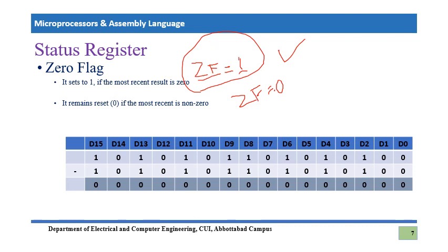But let's say we change the data. Here we have a 0, just a little change, and you see 1 minus 0 simply becomes 1. So now your result is not 0. If you look at the whole result, it is non-zero. So which of these conditions will be true? This time the second condition will become true. So this time ZF will be 0. I hope this is quite easy and you have understood it.